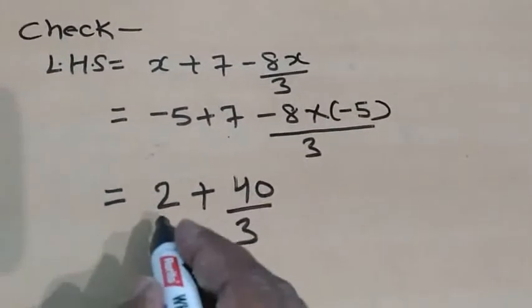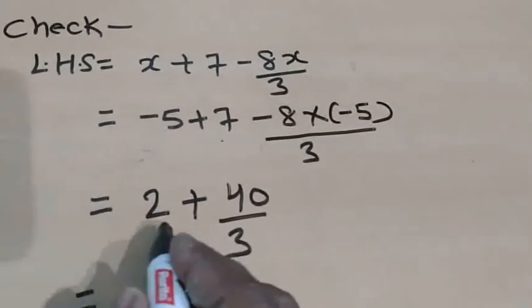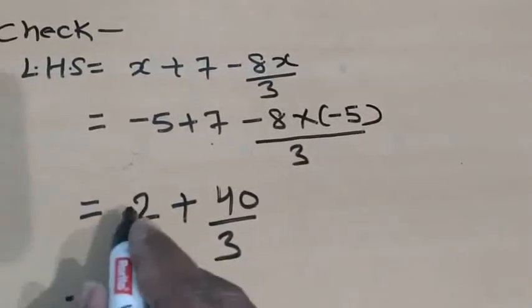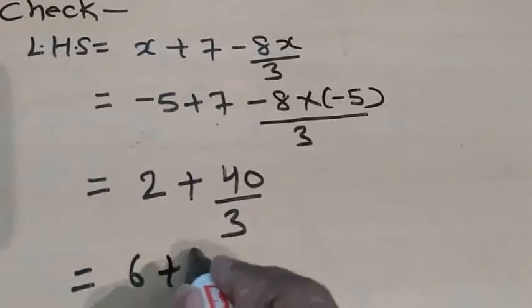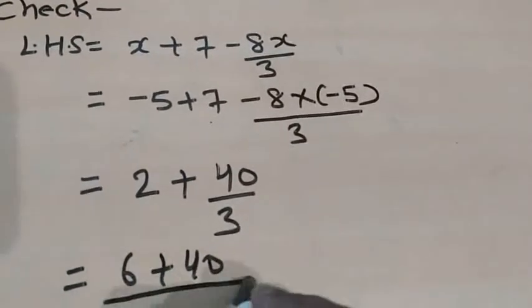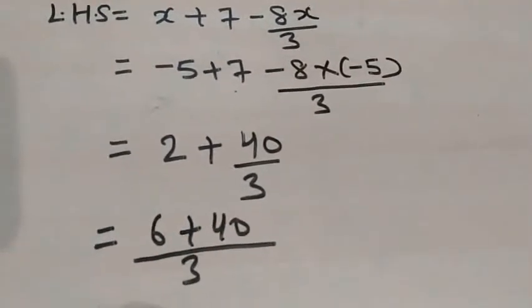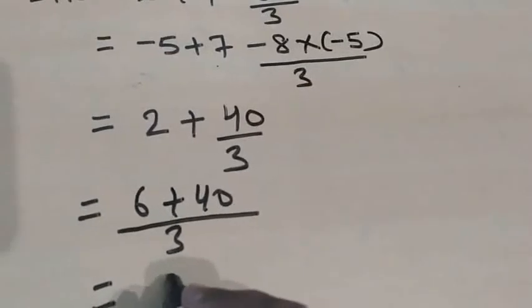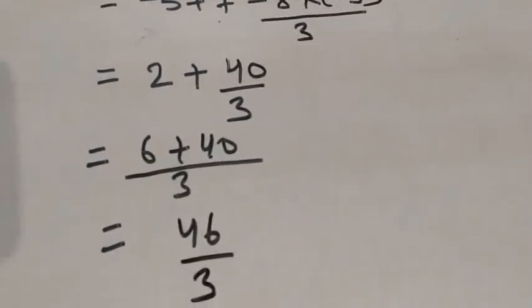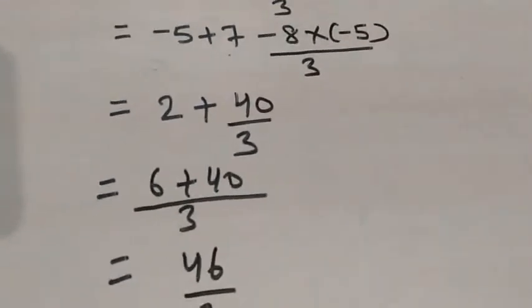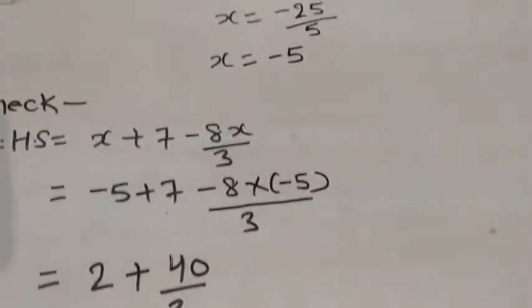So LCM of, you can write here 1. Okay, so it's become 2 threes are 6. 6 plus 40 by 3. This is LCM, and now this becomes 46 by 3. This is our left hand side. Now we are going to check the right hand side. And what is the right hand side?